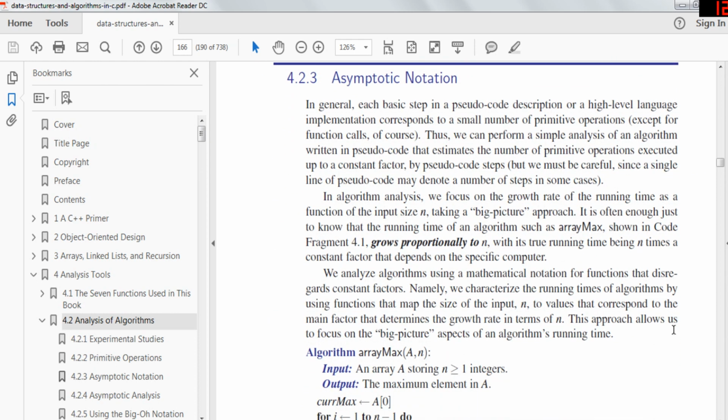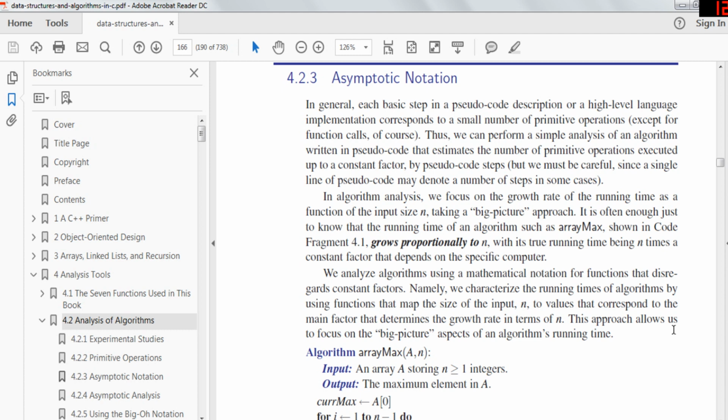Alright, asymptotic notation. In general, each basic step in a pseudocode description or high-level language implementation corresponds to a small number of primitive operations, like function calls, etc. Thus, we can perform a simple analysis of an algorithm written in pseudocode that examines the number of primitive operations executed, up to a constant factor, by pseudocode steps. So, in algorithm analysis, we focus on the growth rate of the running time as a function of the input size n.